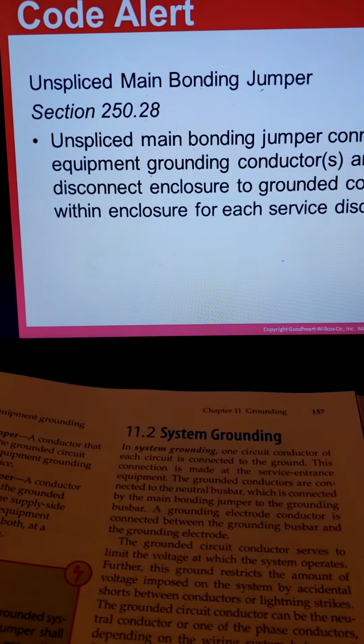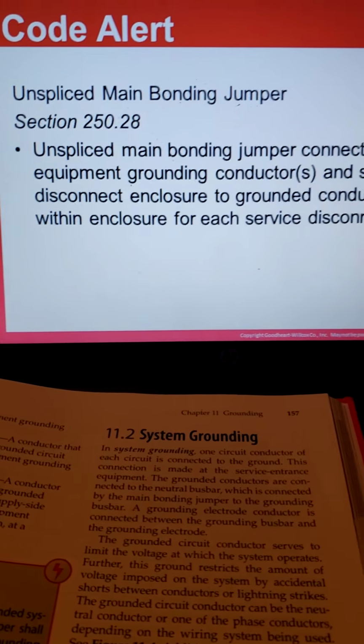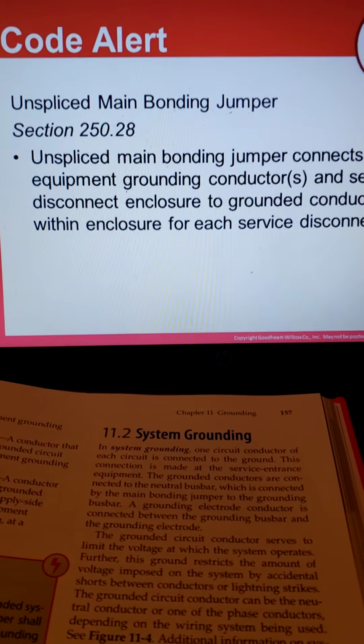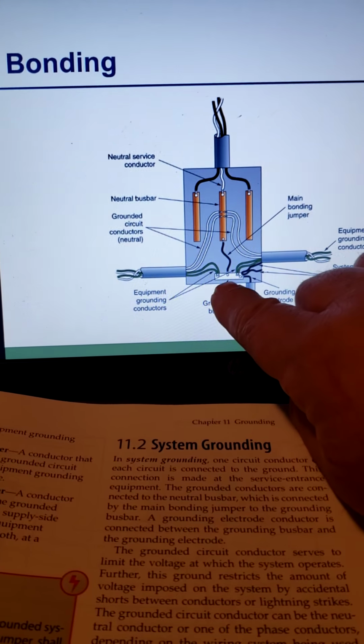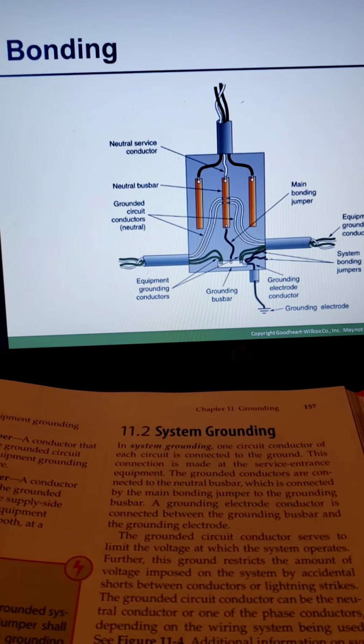It says code alert: unspliced main bonding jumper connects equipment ground conductors and service disconnect enclosures to the grounding conductor within the enclosure for each service disconnect. Okay, so that means the unspliced main bonding jumper connects equipment ground conductors to the service disconnect enclosure and to the grounding conductor of an enclosure. So basically what it's saying is when we bring this wire up, we come to here, tie onto the metal frame, and then go up to here with the same conductor, where they're all tied.